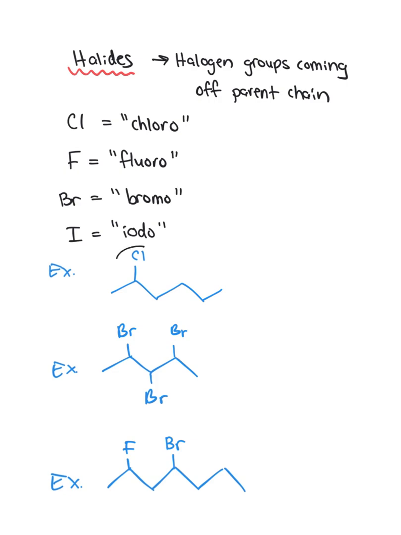So if this is your chain and you have a chlorine group on the 2nd carbon, we can see this is 1, 2, 3, 4, 5, 6 carbons long. I would say this is 2-chlorohexane.